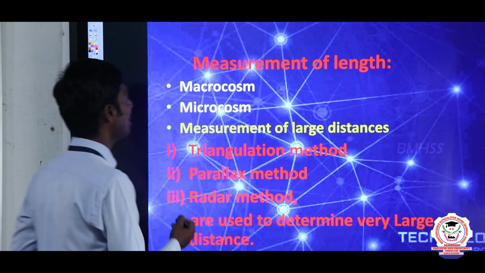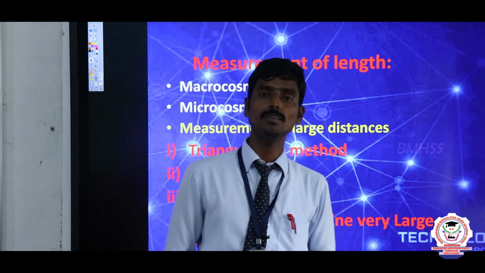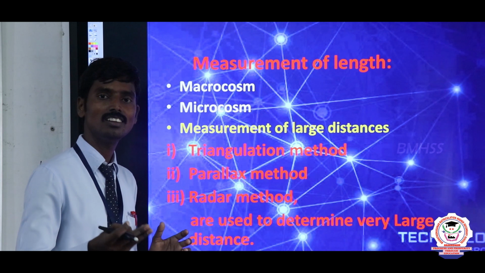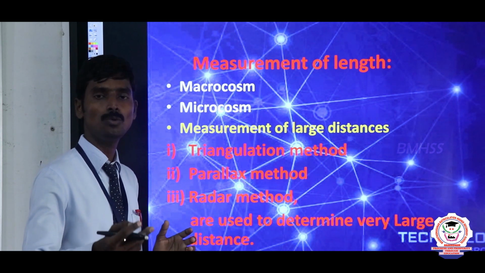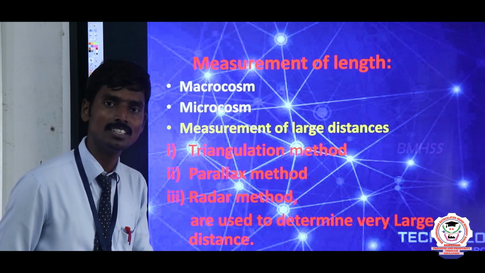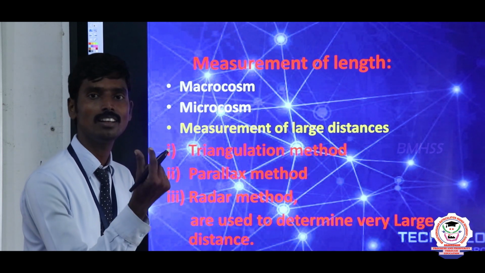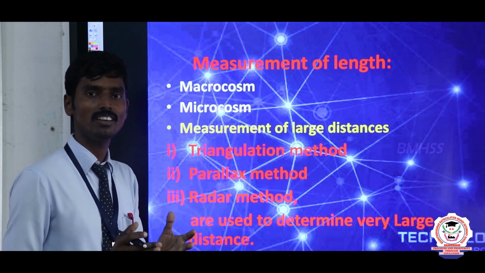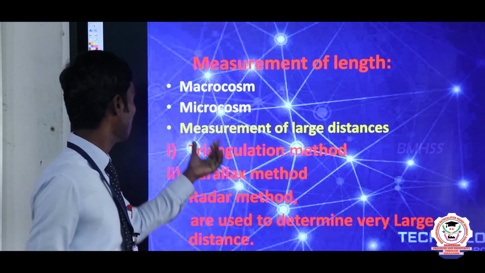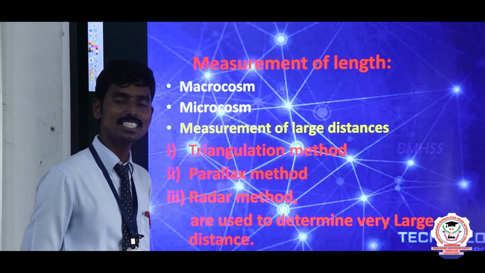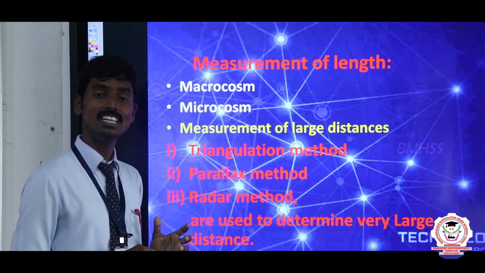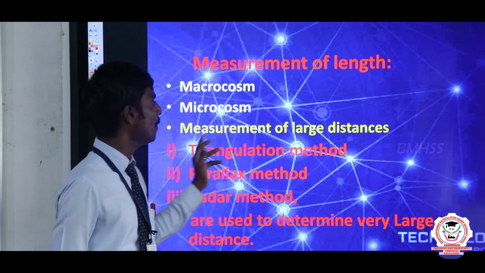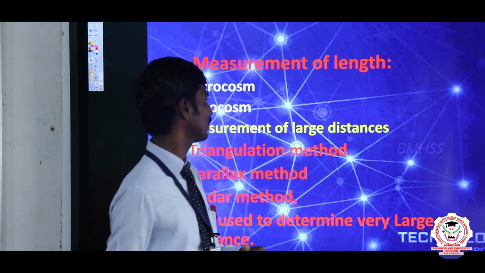The next one is microcosm. The microcosm deals with the smallest objects like bacteria, electron, proton, neutron, pion, kaon, meson, all the smallest particles, and their distances are too small. It constitutes a microcosm, which means the smallest world. This is called microcosm.